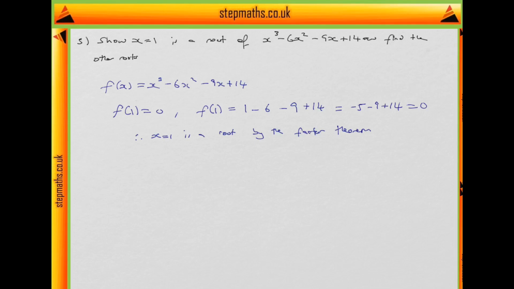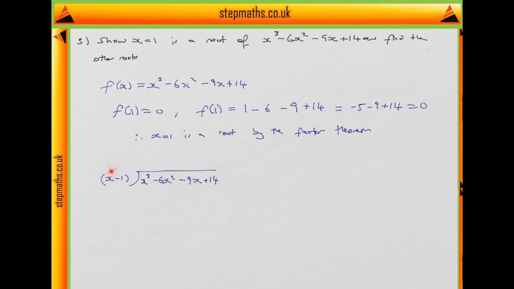Now for the next part, we're going to do algebraic long division to try and factorise the remaining polynomial. If you haven't seen it already, have a look at our video on algebraic long division and come back and try this question again. We know that x equals 1 is a root, so x minus 1 is going to be a factor. So we write down x cubed minus 6x squared minus 9x plus 14.